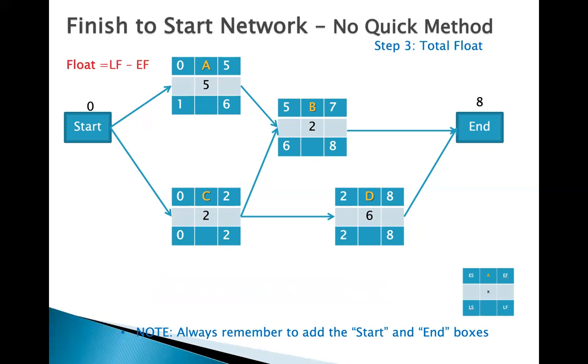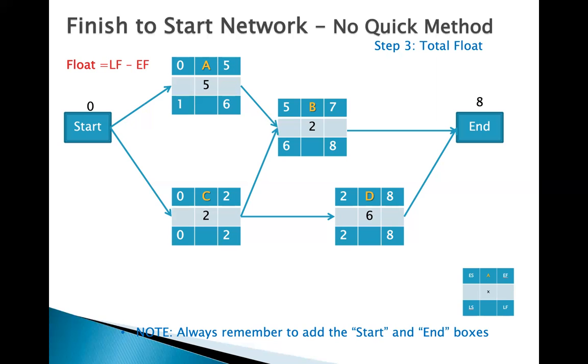Step number 3 is just to calculate the total float for each activity. And that is the formula. The total float formula is late finish minus early finish. That is very easy because it's just a simple subtraction. So for activity A, the total float, pay attention, we're almost done, is 6 minus 1. It's just the late finish minus early finish.